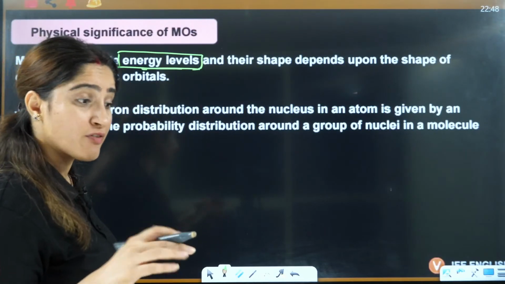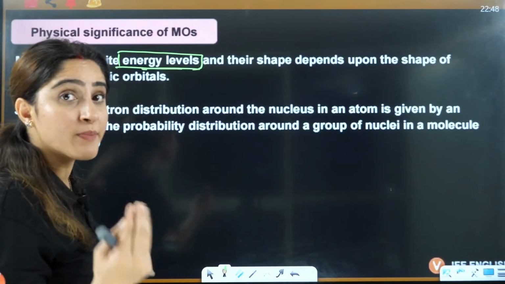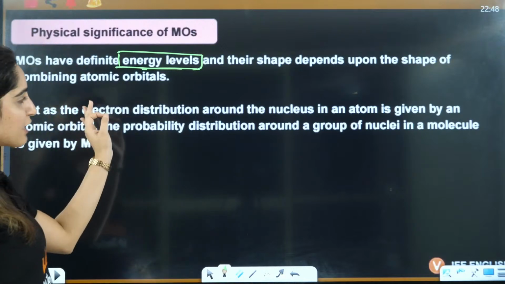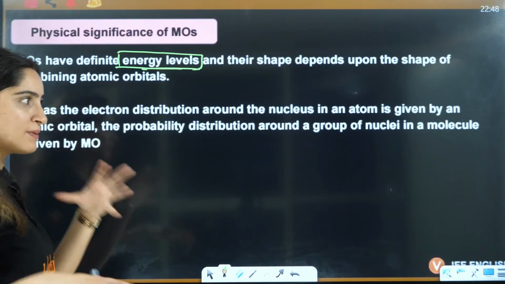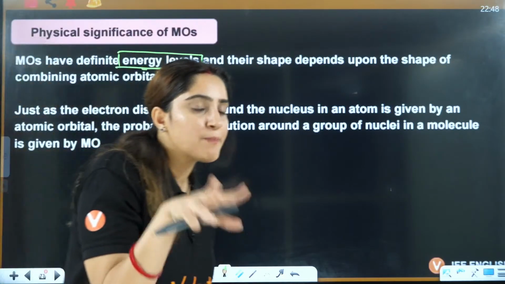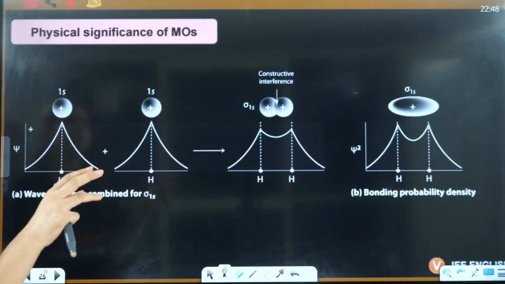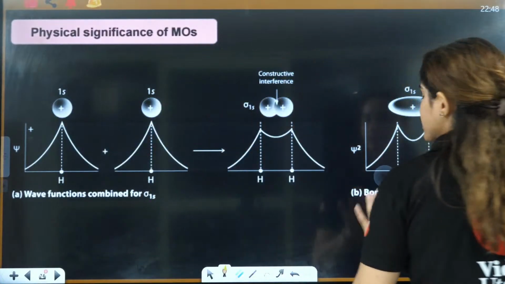And their shape depends upon the shape of combining atomic orbitals. Like what is the shape? If spherical orbitals are combining, then it will have a different shape. If p orbitals are combining, it will have a different shape. Just as the electron distribution around the nucleus in an atom is given by atomic orbitals, in a similar way the shape of a molecular orbital will also be given by this probability density. Let's talk about that.